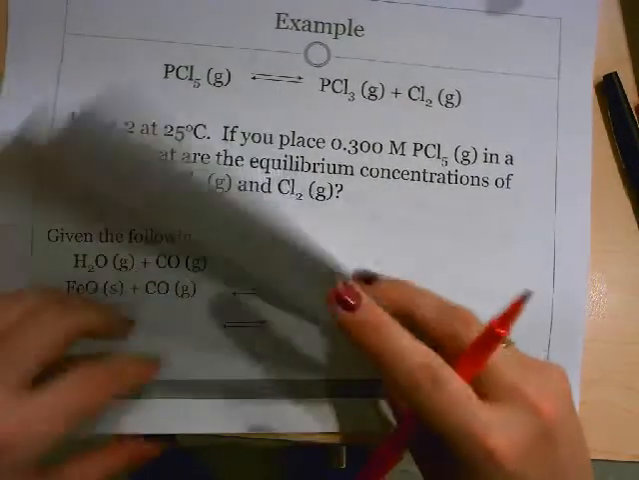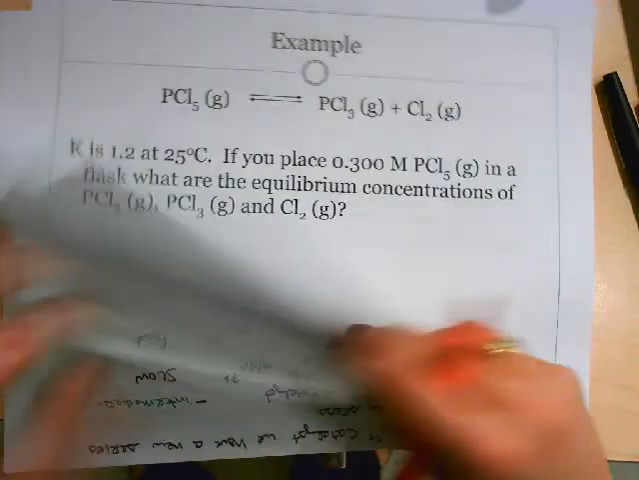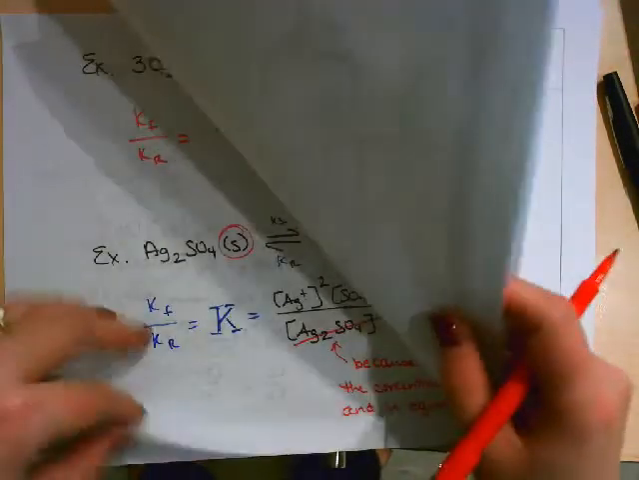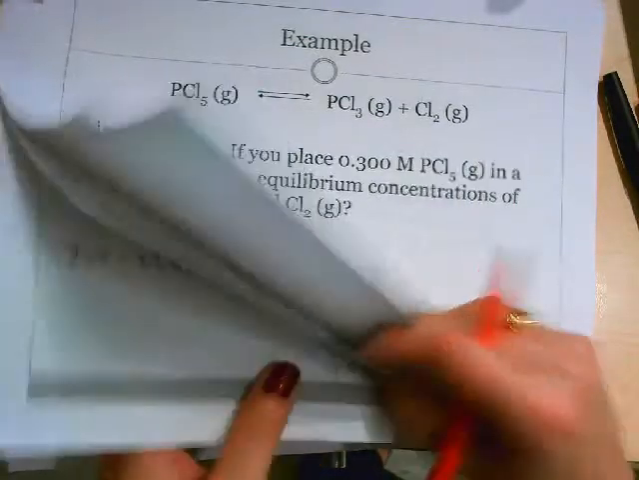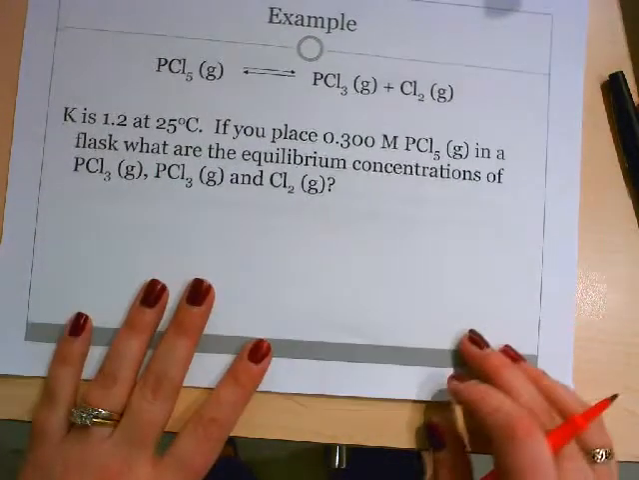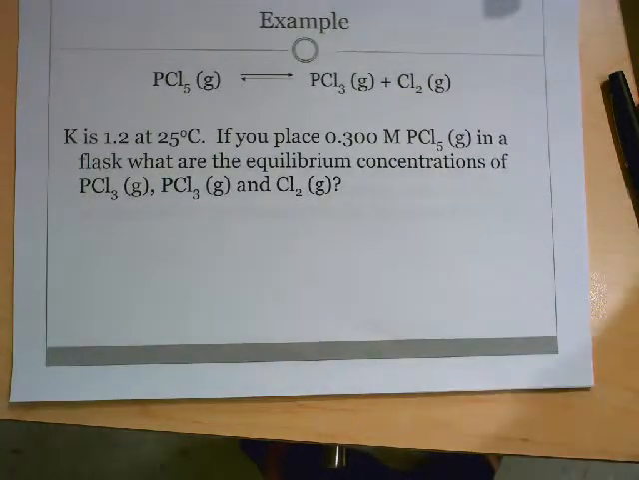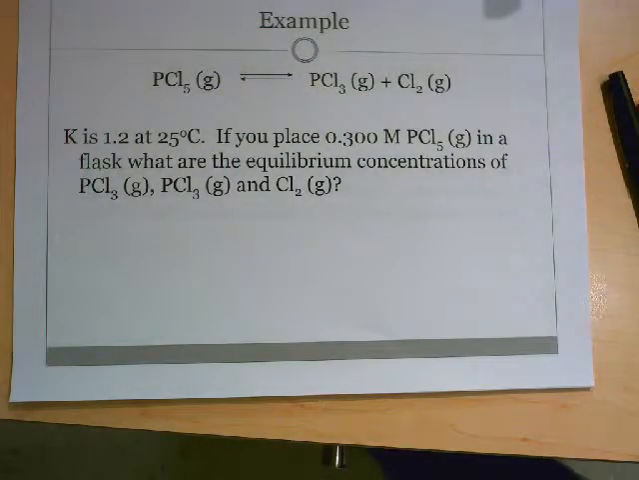Alright, so here I have this equation. I have PCl5 interconverting to PCl3 and some fluorine gas. I know the K, and I want to know about the equilibrium concentrations of everybody.